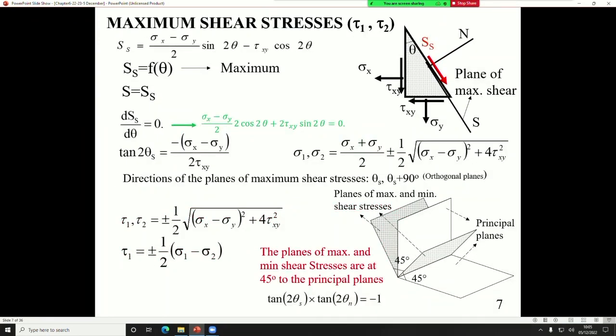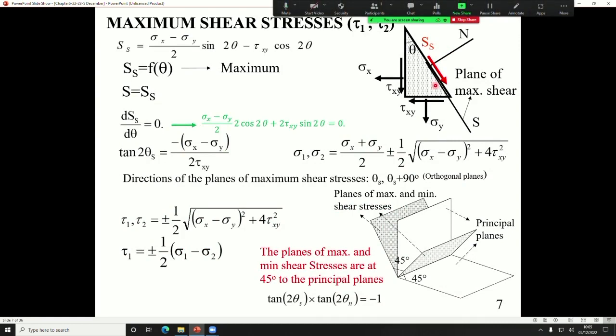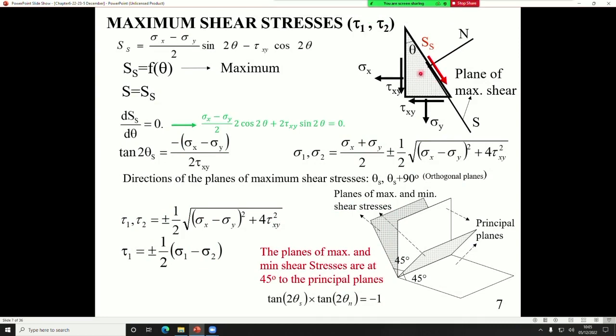We also have at any point two planes which are subject to maximum shear stresses. They are called planes of minimum and maximum shear stresses. Now the principal planes are only subject to normal stresses, but the planes of maximum shear stress could be subject to normal stress as well. But definitely the normal stress is less than the maximum principal stress. So this is the equation for finding the directions of the two planes of minimum and maximum shear stresses.